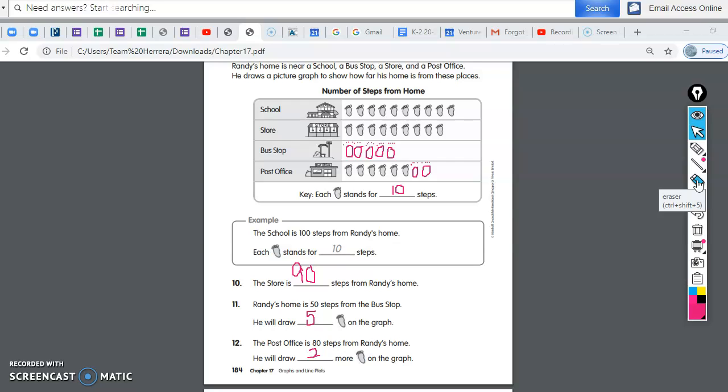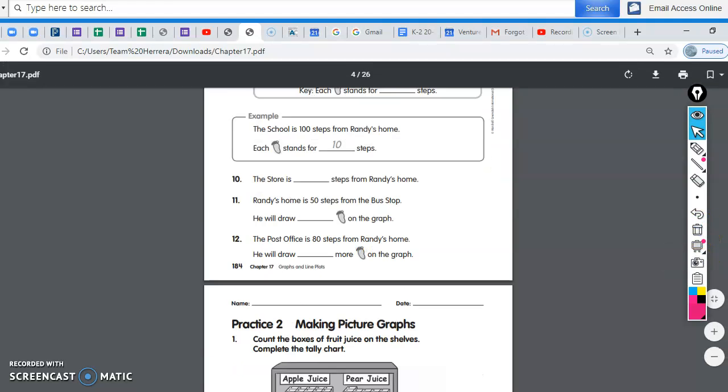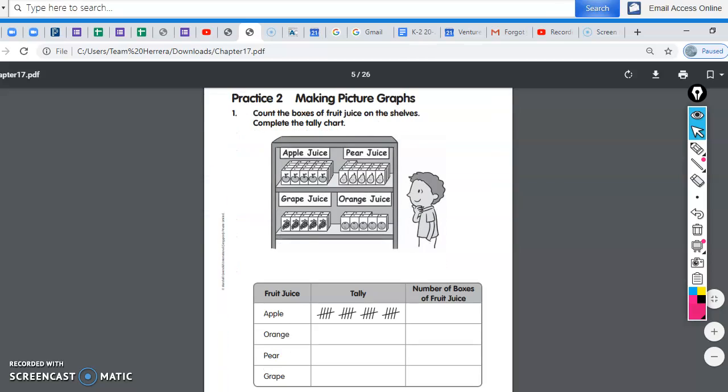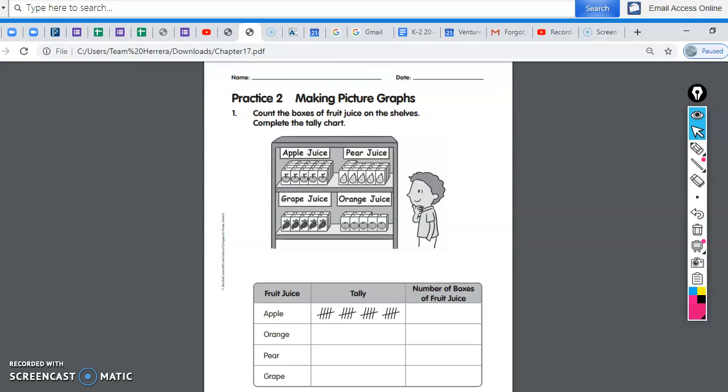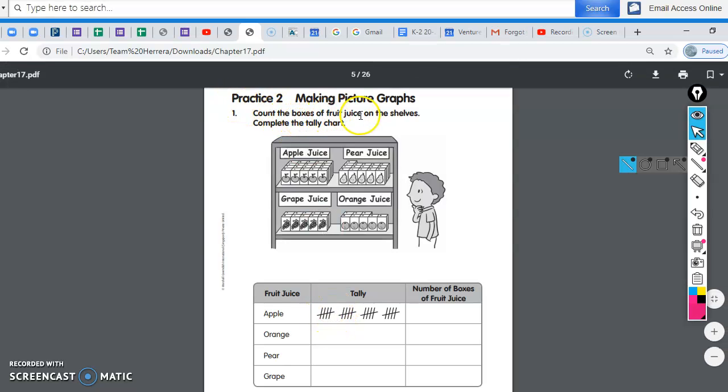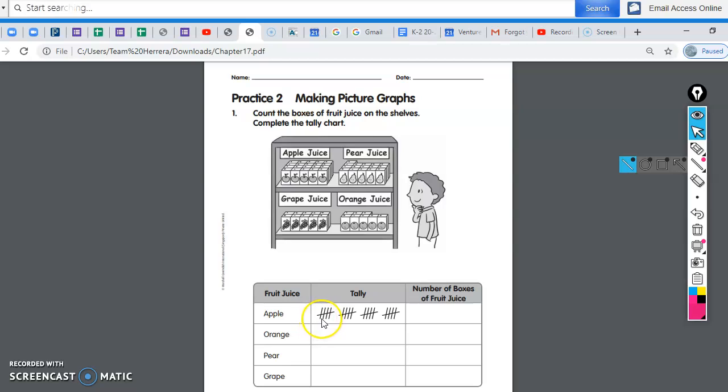We're going to go ahead and move to page 185. And on here, we are using a chart and we're using tally marks down here. Okay, so it says count the boxes of fruit juice on the shelves and complete the tally chart. So when we do tallies, we do them in groups of 5. So you have 1, 2, 3, 4 straight lines, and then you do 5 across. And then it makes it really easy when you look at tallies, so you know that you're counting by 5.